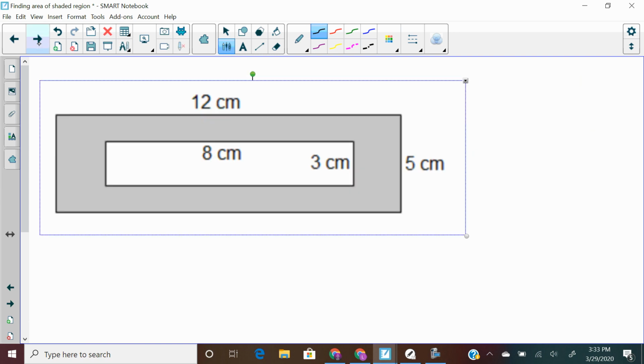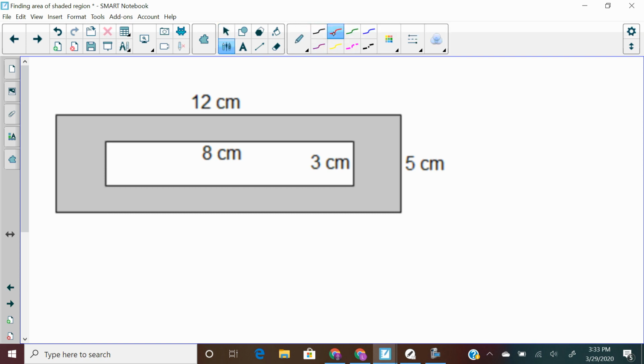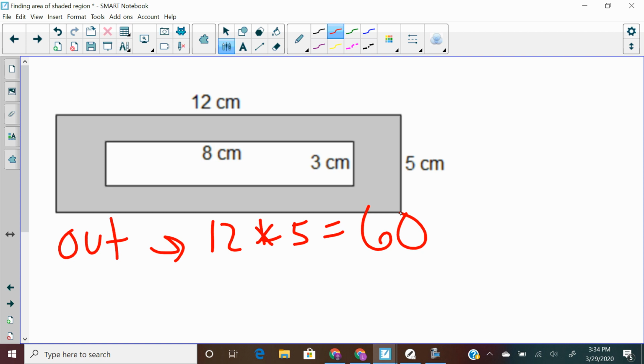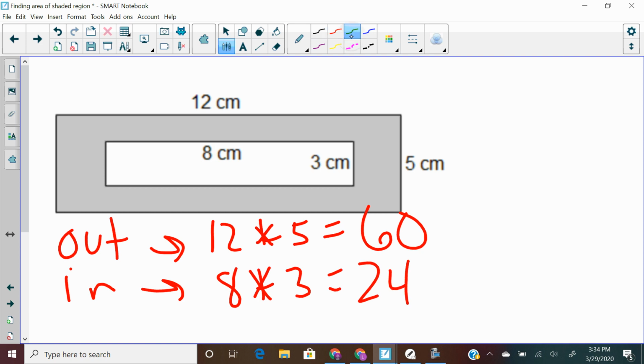Okay, my next example is a rectangle within a rectangle. The outside is going to be 12 times 5, which is 60. The inside is going to be 8 times 3, which is 24. Then to find the shaded region, I take away the inside. So I do 60 minus 24, which is 36. So it's 36 centimeters squared.